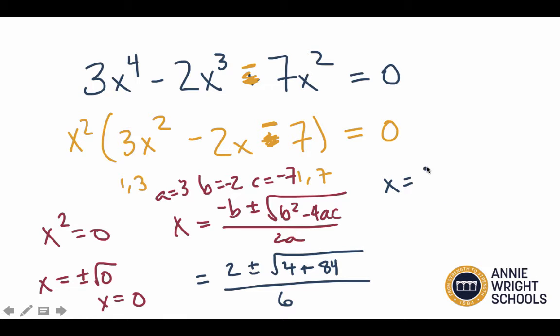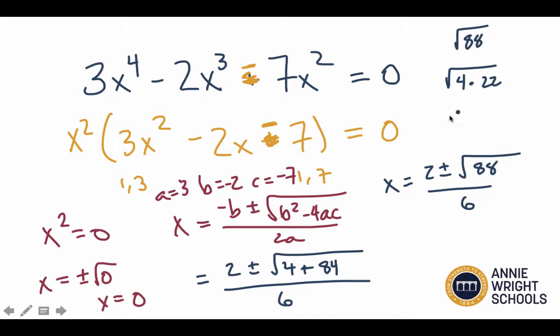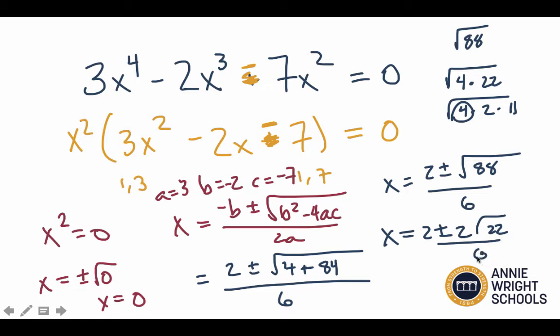So now I get x equals 2 plus or minus the square root of 88 divided by 6. I go over to some scratch work. The square root of 88 is equal to the square root of 4 times 22, which is equal to the square root of 4 times 2 times 11. One of these numbers is special, and that's because it's a square. So I can say this is 2 plus or minus 2 root 22 over 6. And my last step is to say this is 1 plus or minus the square root of 22 divided by 3. I get that because there's a common factor of 2 everywhere.